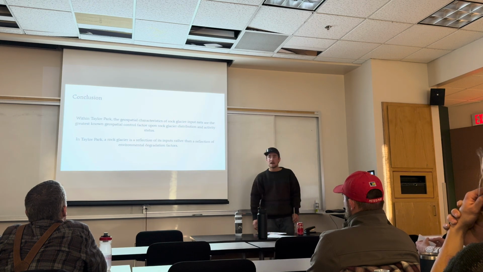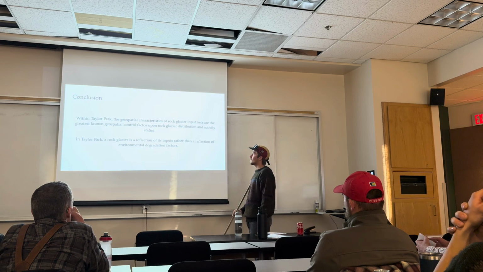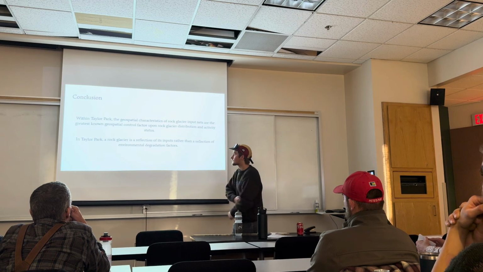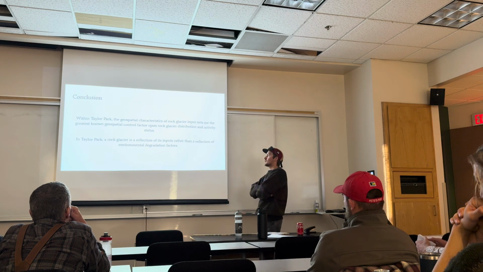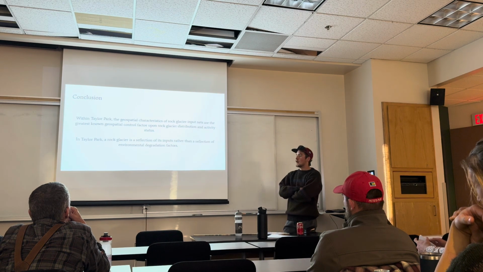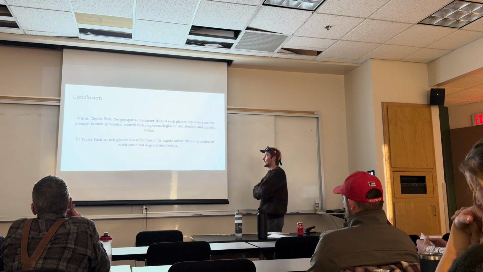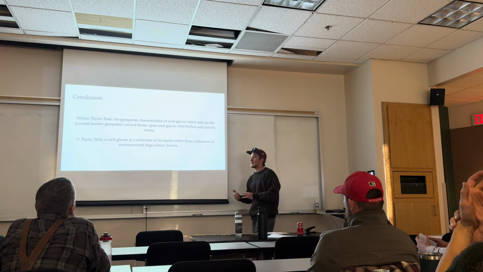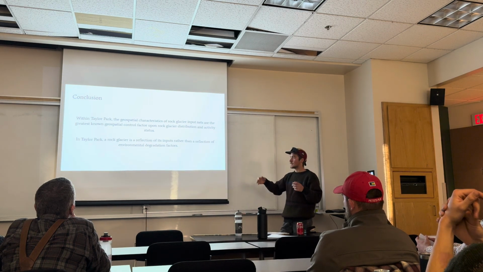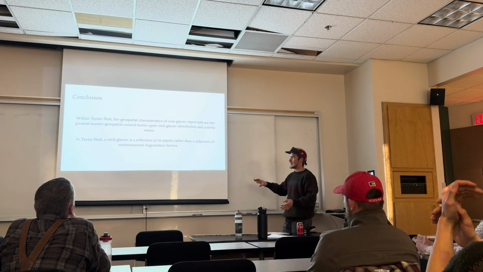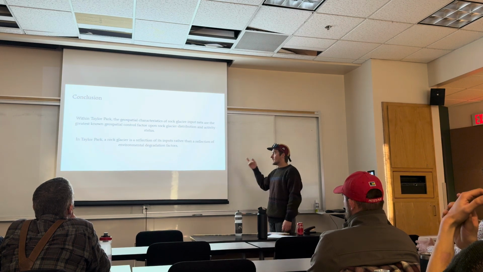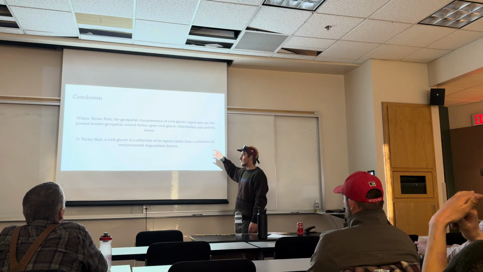So, conclusion. Within Taylor Park, the geospatial characteristics of rock glacier input nets are the greatest known controlling factor upon rock glacier distribution and activity status, and rock glaciers are a reflection of their input nets rather than a reflection of environmental degradational factors. Essentially most of the current literature is looking at rock glaciers from their environmental degradational factor standpoint, looking at air temp, looking at elevation, looking at insolation, how much they're being heated and how much mass they're losing. My whole study has not been looking at that. It's been looking at how much mass is going into the systems and how these things are being recharged. And what I'm trying to show is that it doesn't really matter the output, it matters the input more.